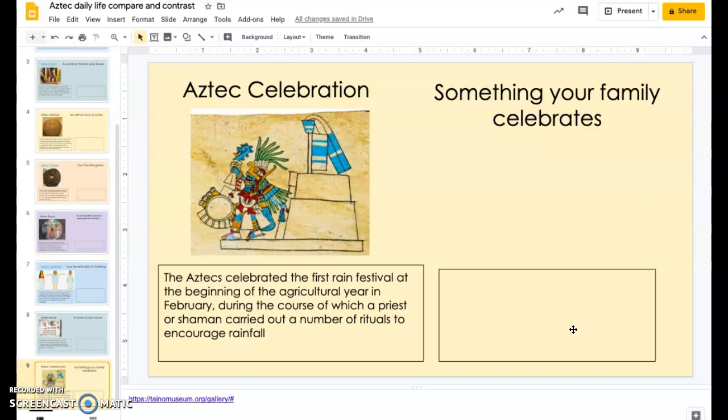That's the directions. But what I really want you to be doing is just kind of not being on your iPad for a little bit of time, walking around your house, being creative, and also, of course, thinking in your head how your life is similar and different to the Aztecs.